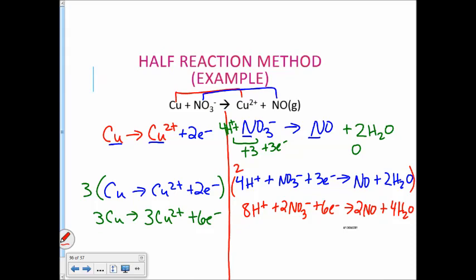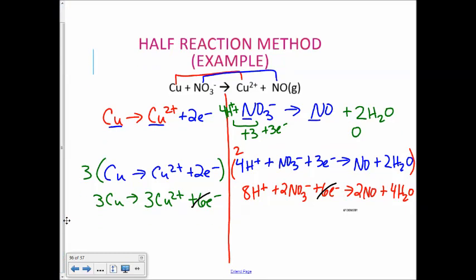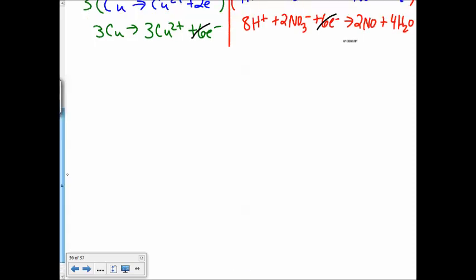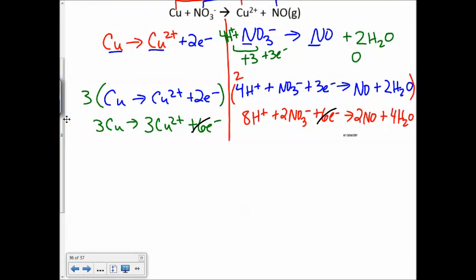Check me, make sure I multiplied through correctly, distributed correctly. Now, since our electrons are balanced, we have 6 and 6, right? Guess what they're going to do? They're going to cancel. And then all you have to do is add the rest together. So you just merge your reactants, you merge your products, and now you have your overall reaction. Let me get rid of this. Oh, didn't mean to do that. So I'm going to get rid of that line. I'm going to go back down. And I'm just going to merge the 2.